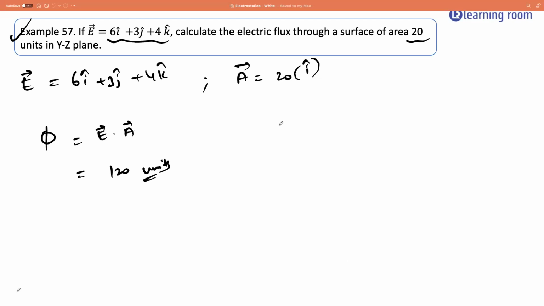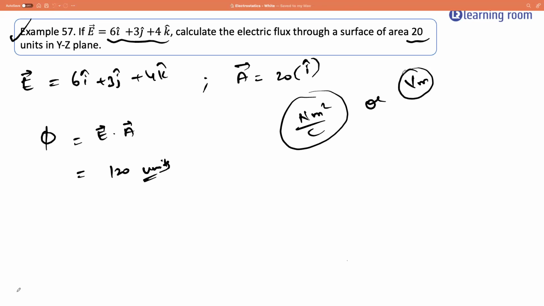So what is the SI unit of flux? It is Newton meter square per Coulomb. Right. Or what is the other unit for flux? Newton meter square per Coulomb is one of the units of flux. What is the other unit of flux? It is voltmeter. Because Newton per Coulomb is volt per meter, into meter square will give you voltmeter. Okay.